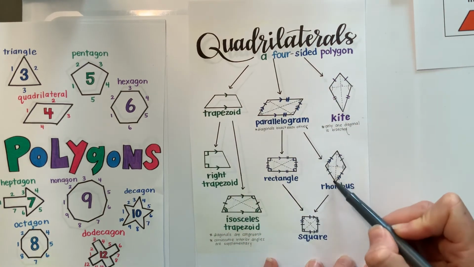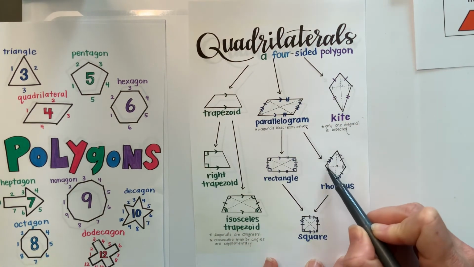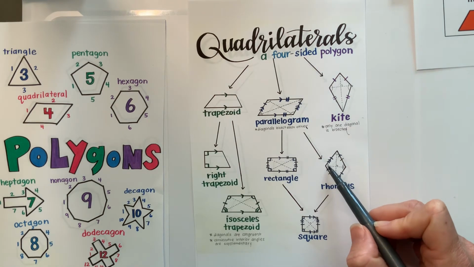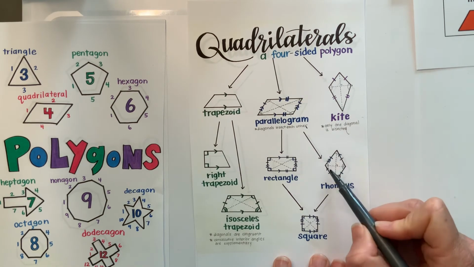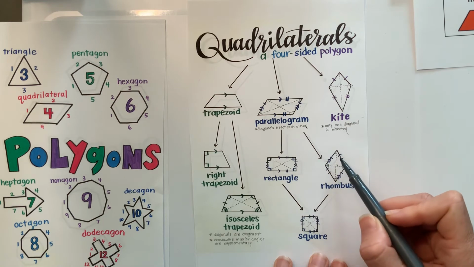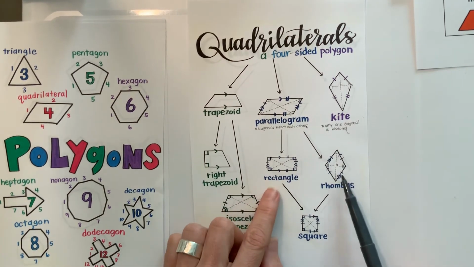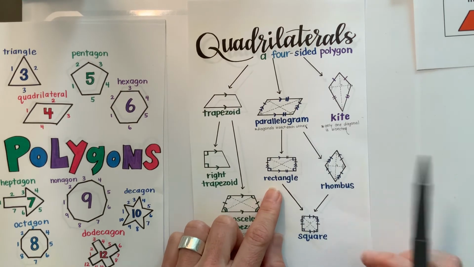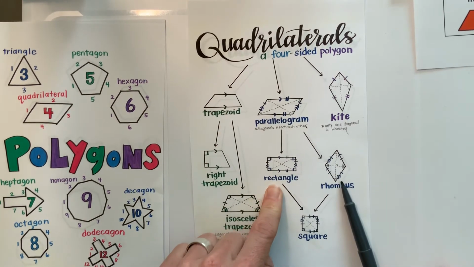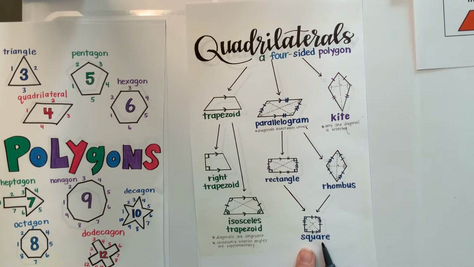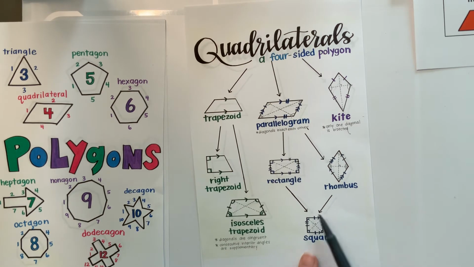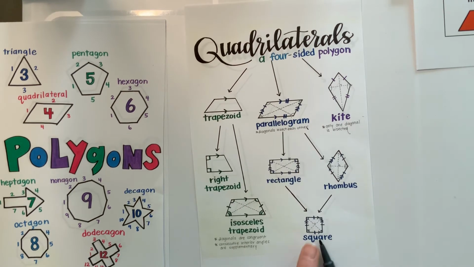So the opposite angles are equal, but the adjacent or consecutive angles are not equal. So it's like a square that has been squished or stretched. All right, now if a shape fulfills the criteria of both a rectangle and a rhombus, that means that it's a square. So that means that all the sides are equal, it has right angles, the opposite sides are parallel, the opposite sides are equal, and yeah, that's what makes a square.